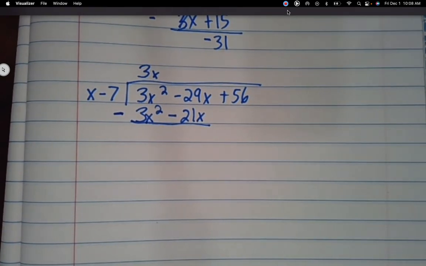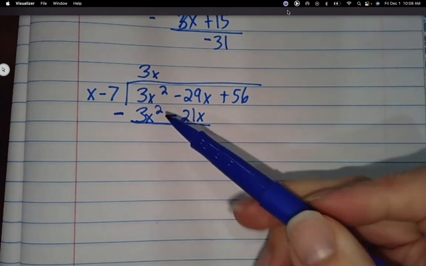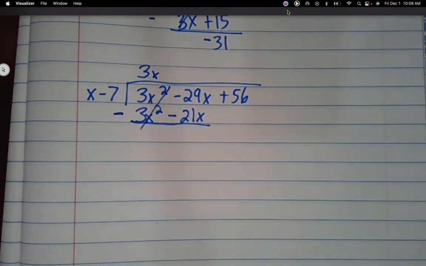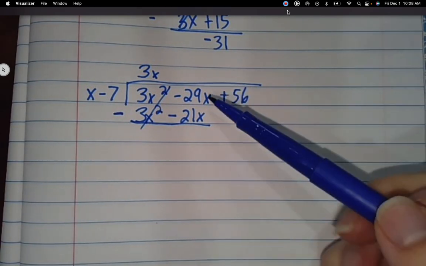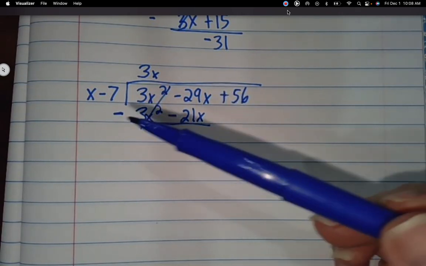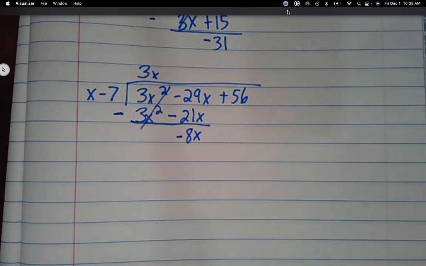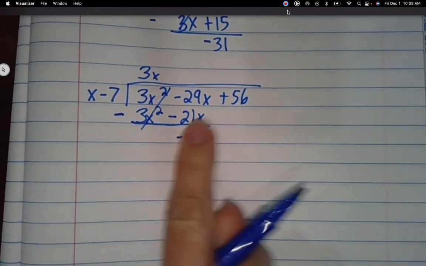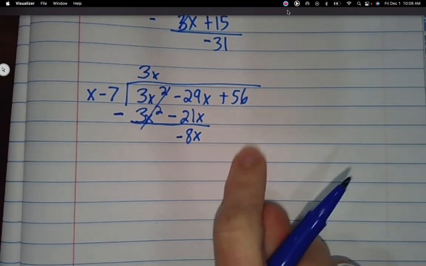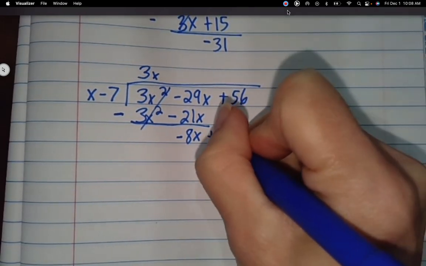Everybody good with that part? So what happens to the 3x squares? They better cancel out. Be careful. Please use your calculator if you have any doubts on positives and negatives. Negative 29 minus negative 21. Negative 8x is what we should get, okay? Just be careful. Make sure you use those signs. Then we bring down the 56.